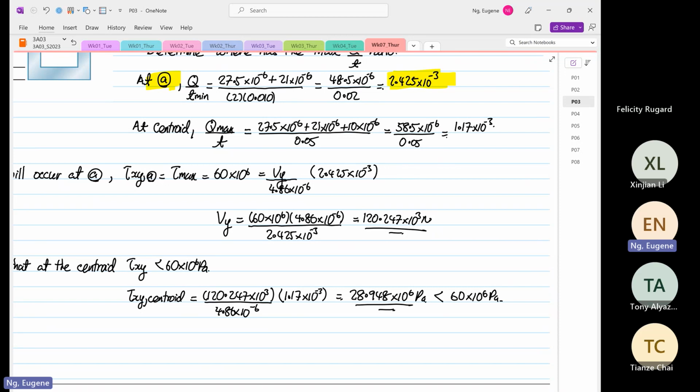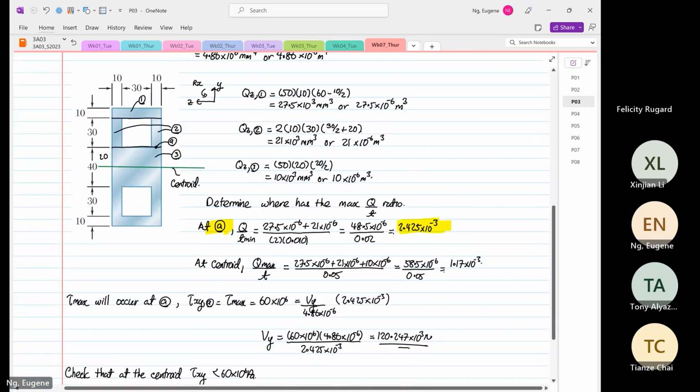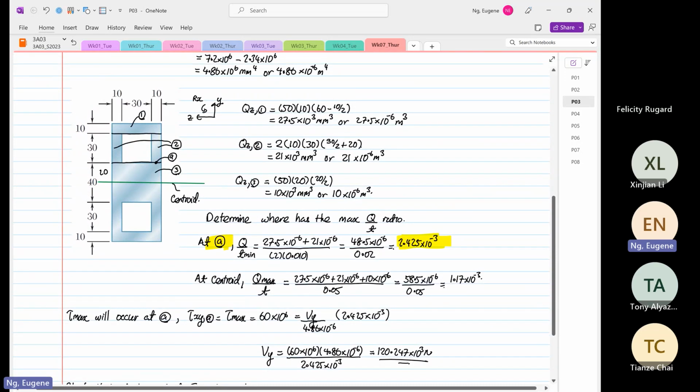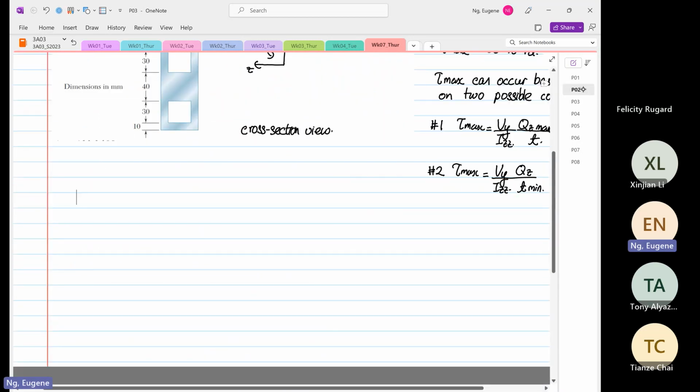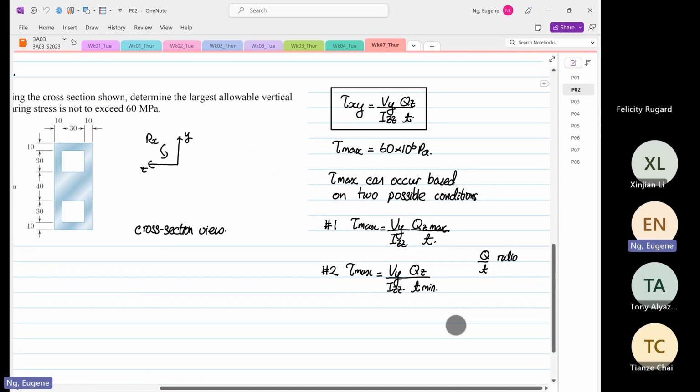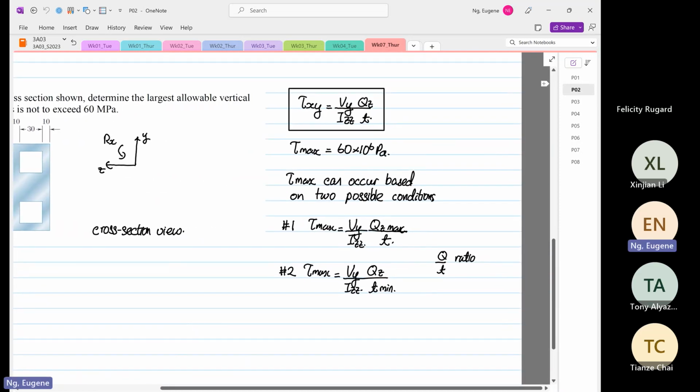Okay, so the structure is okay. This is a very interesting problem to highlight that not necessarily the centroid will have the maximum shearing stress. Okay, and I think more important is this condition that we have to specify. Condition number 1, tau max can occur where the first moment of area is the maximum, or tau max can also occur when there's t min.